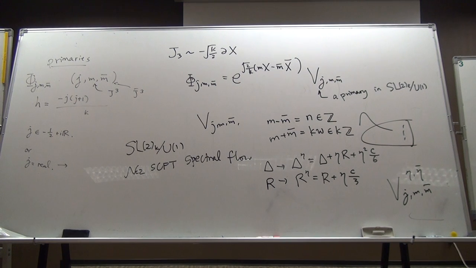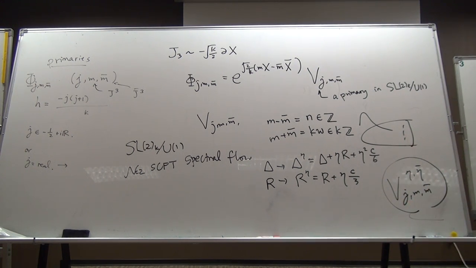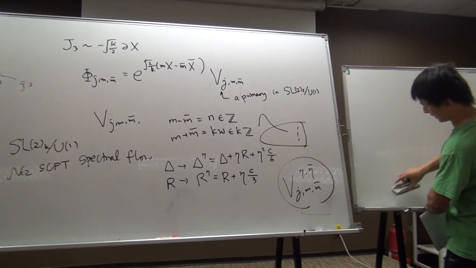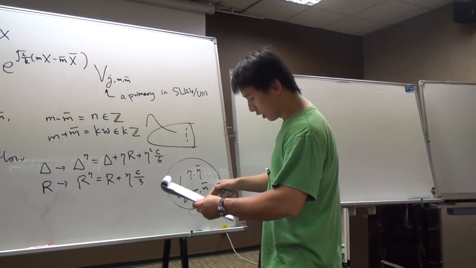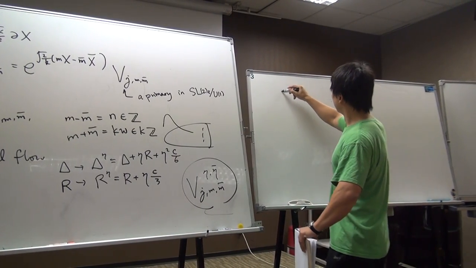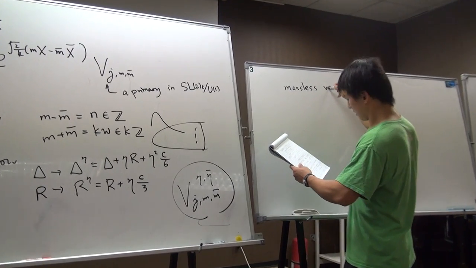Okay, and these vertex operators have some conformal weight. In any case, let me write down the class of vertex operators that will describe at least the massless degrees of freedom of the six-dimensional theory. So massless vertex operators.